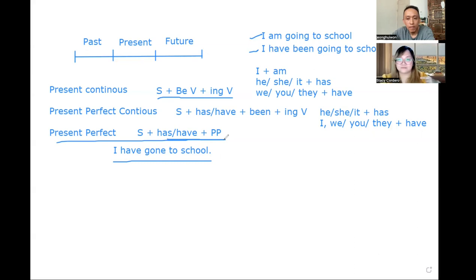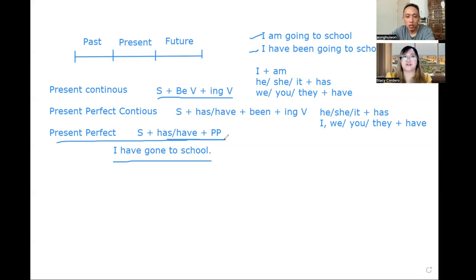So let's say me, if I say I have gone to school, this means I just got home and I'm still wearing a uniform. So would I say I went to school? No, we use I have gone to school because you're still wearing the uniform. So it is still resulting. There is still evidence, right?